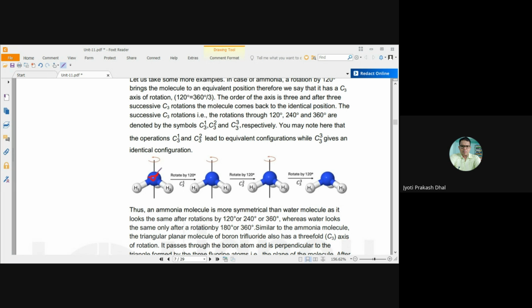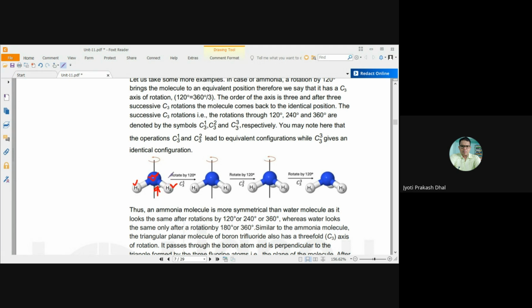So this is the nitrogen atom. This is the first hydrogen atom, H1. This is the second hydrogen atom, H2. And at the back side you can see this one, that is the third hydrogen atom, H3.